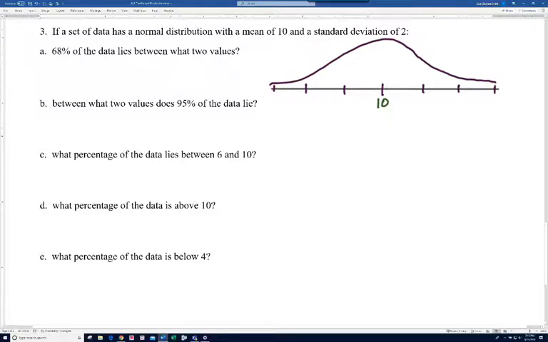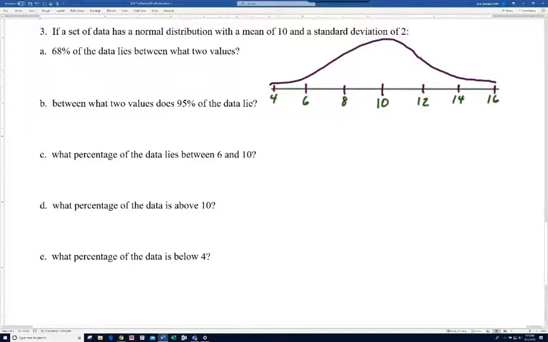So 1 standard deviation is 2, so 10 plus 2, we're going to get 12. So 12 is the data value that's 1 standard deviation above the mean. Add another 2. 14 is 2 standard deviations above the mean. 16 is 3 standard deviations above the mean. And you can do the same thing on the other side. We'll subtract 2, we get 8. Subtract 2 from that, we get 6. And subtract 2, we get 4. And so now we have our picture, and we can go ahead and do these problems.